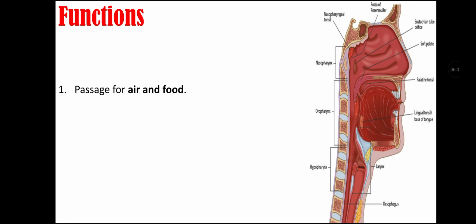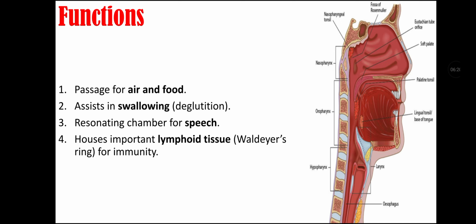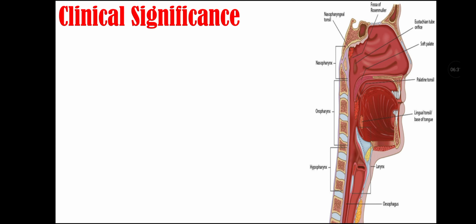Talking about functions of pharynx, it includes passage for air and food. The second function of pharynx is that it assists in swallowing. Third function is that it is a resonating chamber for speech. Fourth function is that it houses important lymphatic tissue like Waldeyer's ring for immunity. And fifth function is that the pharynx equalizes pressure through auditory tube.